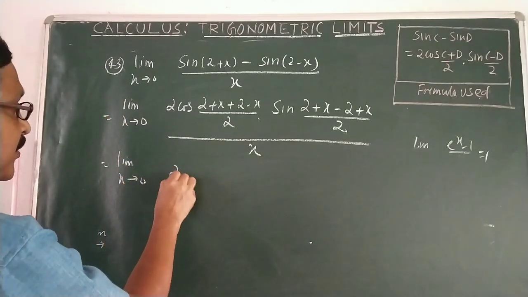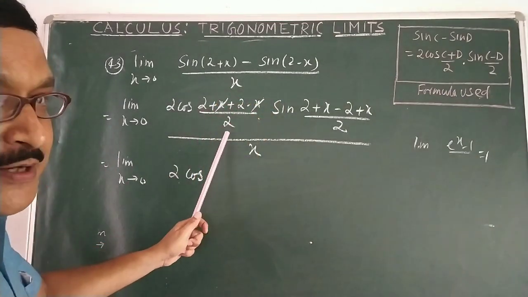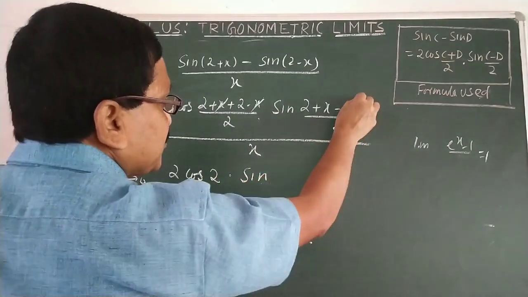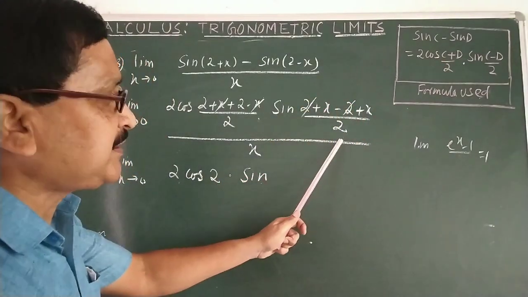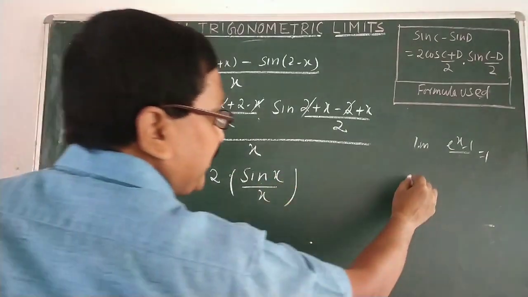x tends to 0, 2 cos 2... This x cancelled, and 2 to 4 by 2 is 2. 2 cos 2 into sine 2x, this 2 cancels, and 2x by x is x. And this sin x by x is equal to 1.